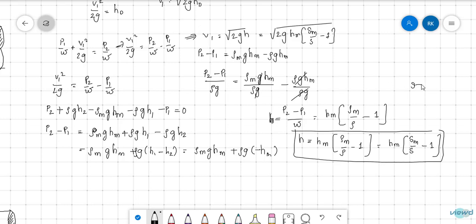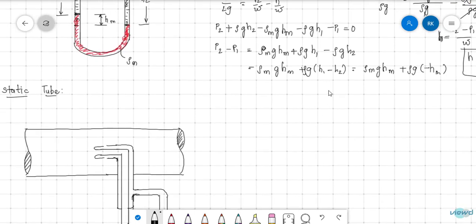So what is S here? S is specific gravity. Specific gravity is rho m by rho w. So manometric density divided by water density, that is Sm. Density of fluid by density of water, that is S, just simply S, specific gravity. So rho w gets cancelled if you substitute this, and we will be getting this. So remember this. That's how we need to calculate.